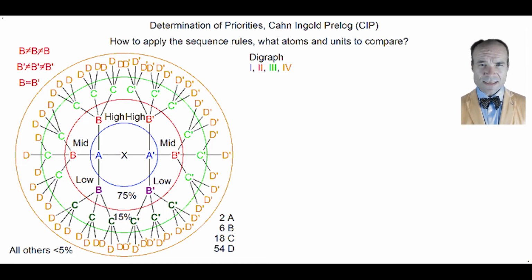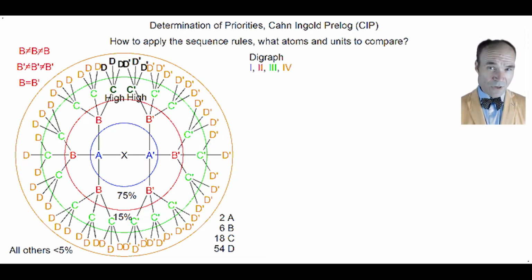If all the C and C prime comparisons are exhausted without a difference identified, we would proceed to the D's and D primes attached to the highest priority C and C prime, etc. Note, B and B prime priority is now irrelevant.